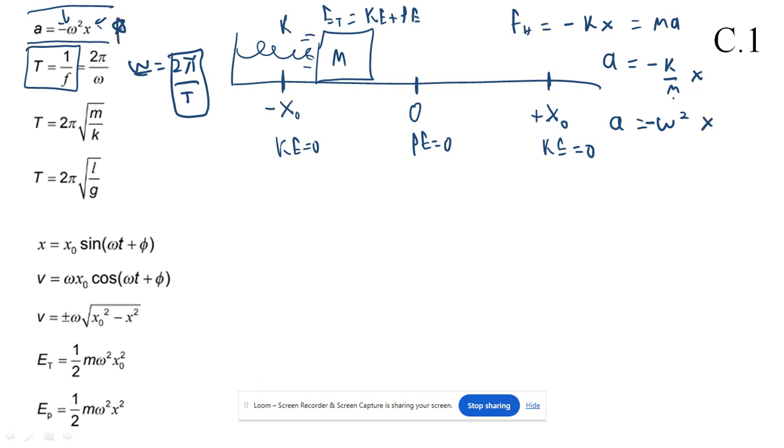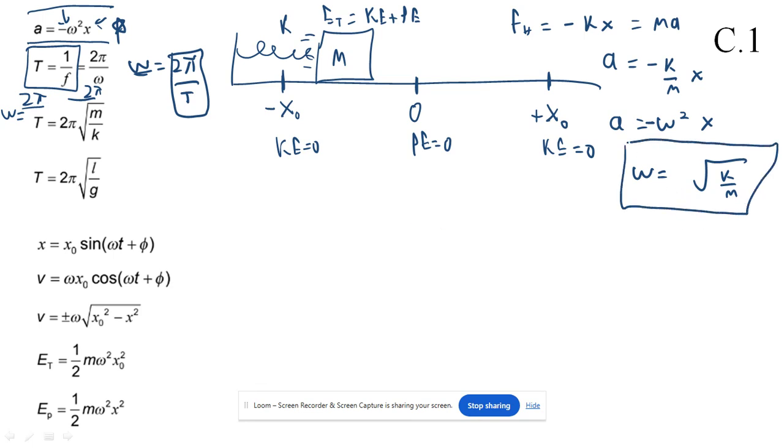Okay, so that means that omega is the square root of k over m. Isn't that fun? And of course, you can get that from this too, if you divide 2 pi by the period, and then the 2 pi over this, you get that omega is the square root of k over m. They've got that there, but this is a good thing to remember, right? Okay, so this is this.